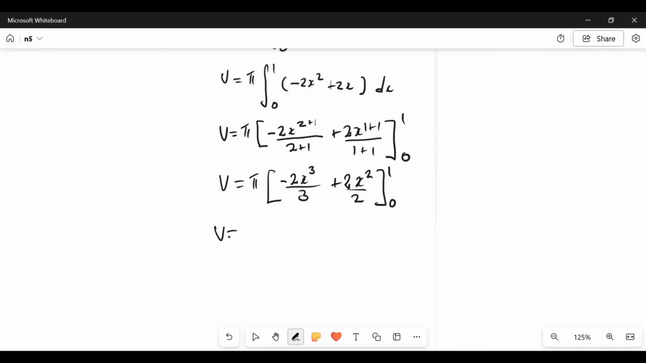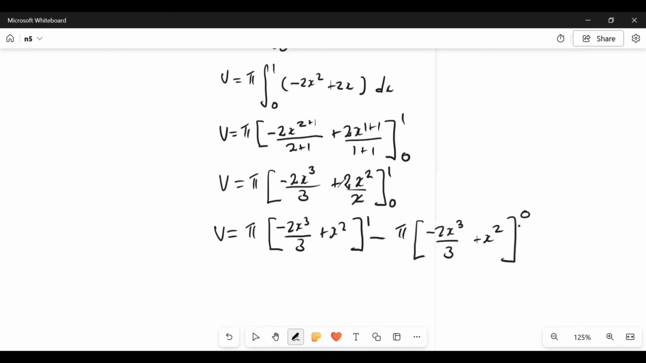So let's rewrite them in a way that we are able to substitute. So we have V, which is our volume, equal to pi. And then the first bracket is for the upper limit, which is going to be negative 2x cubed divided by 3. And then we have 2 and 2, they divide each other. We're left with x squared here. And then we close there. This is going to be for the upper limit, then minus. And then here it's going to be pi as well. Remember, this pi is affecting everything. And then we have negative 2x to the power of 3 divided by 3 plus x squared. And then the lower limit here is 0.